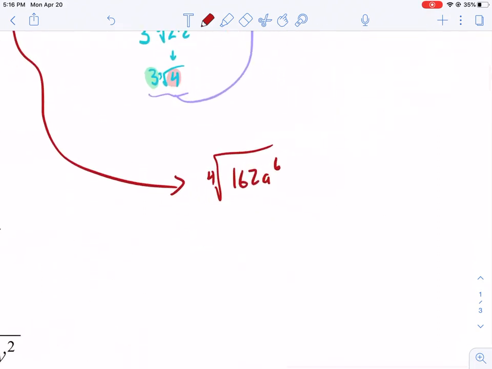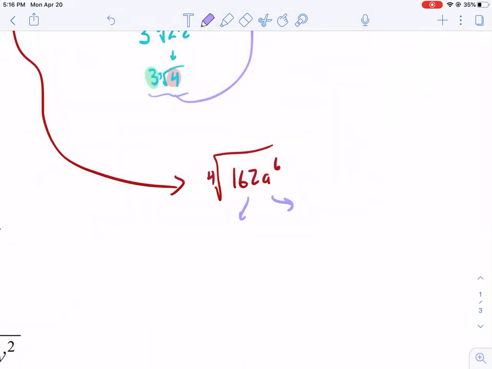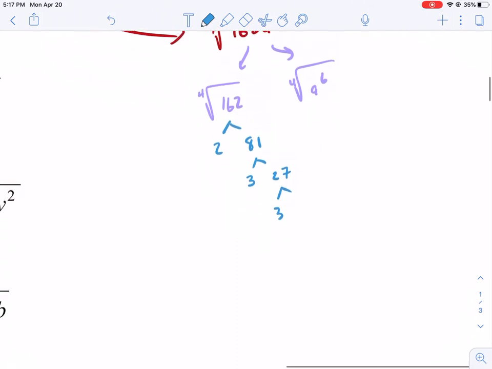Okay, now, same approach as all my other problems. What I'm first going to do is I'm going to split this up so that I have the 4th root of 162, the 4th root of a to the 6. What am I going to do from here? Factor. So I'm going to find my factors of 162. So I divide by 2. It's an even, so it's divisible by 2, and I get 81. Okay, I divide that by, let's do 3, and that's 27. That's 3, and that's 9, and then I divide by 3, and that's 3.